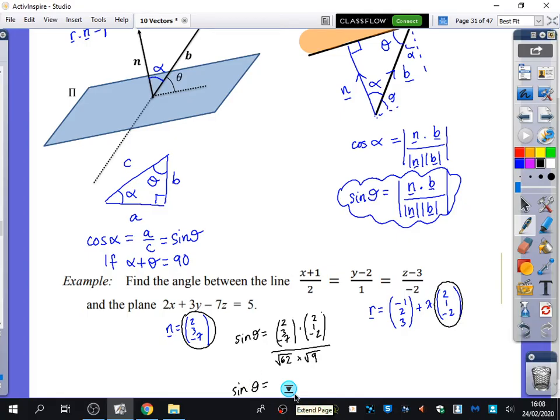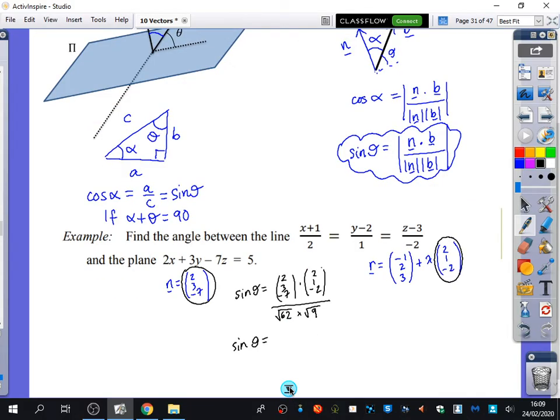I think I've done that right on the bottom. Is it root 62? 49 plus 9 is 58, plus 4 is 62, multiplied by root 9. And what's the numerator going to be? 21. So it's 21 over 3 root 62.